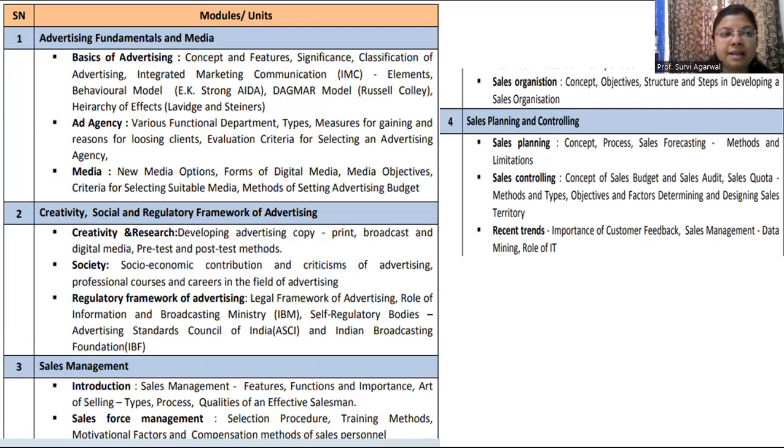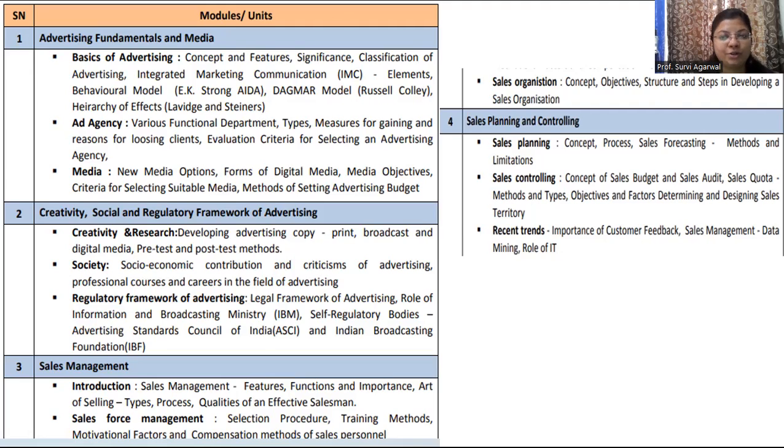So just looking at the index now, basically we will be seeing the fundamentals of advertising and media, basics of advertising like concept, features, significance, classification, advertising, IMC, elements, behavioral model, Dagmar model, hierarchy of effects. Again, we will be learning about ad agency: various functional departments, types, measures, gaining, reasons for losing clients, evaluation criteria for selecting an advertising agency. Media, new media options, forms of digital media, media objectives, criteria for selecting suitable media, methods of setting advertising budget. We will have a total of 4 modules.